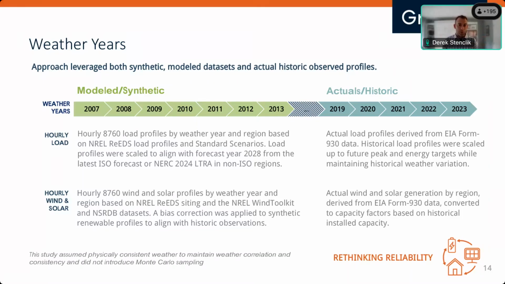And then why we chose the last 5 from 2019 to 2023. This is actual data that we did some scaling to bring up to a 2028 target year. That's where we have consistent data on an hourly basis for each region, collected through the EIA Form 930. So we chose those years based on data availability more than anything else, and we didn't apply any different probabilities. We're assuming all years have the same probability.